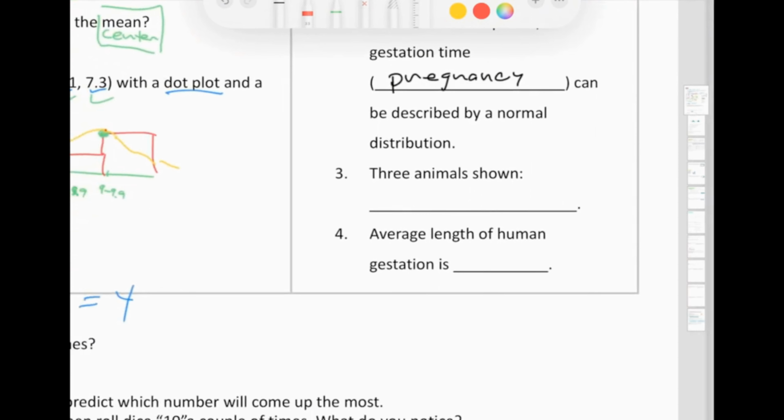And the 3 animals shown were a hamster, pig, and a dog, which was a beagle, and 267.